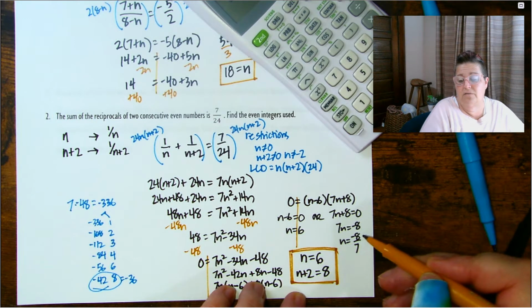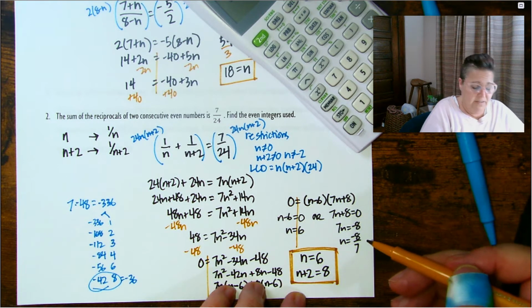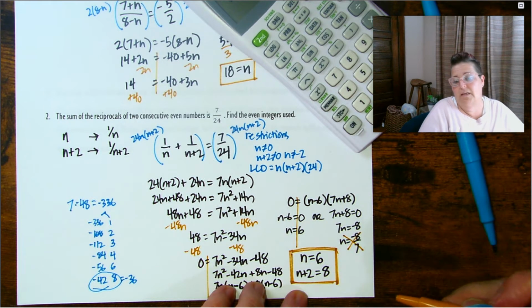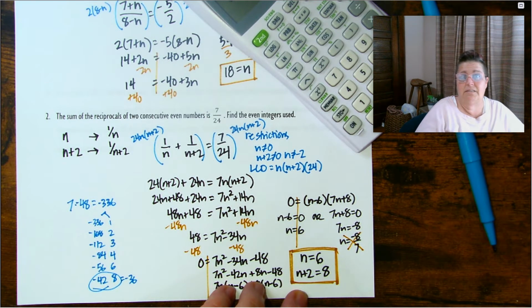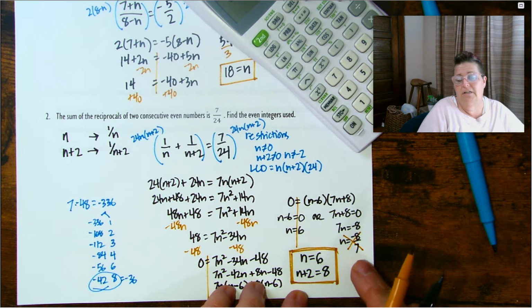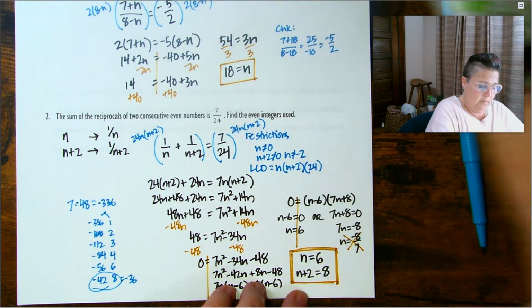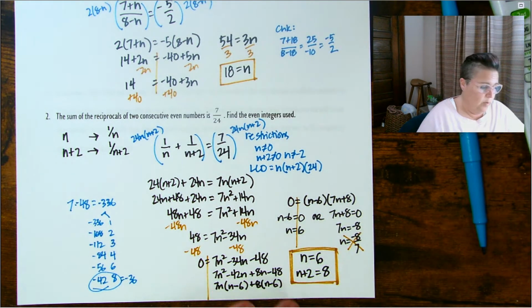This negative 8/7, while a solution, is not valid for this problem. It would be extraneous, unnecessary, because it's not an integer. It's not even. So, all right, so there's a couple of number problems.